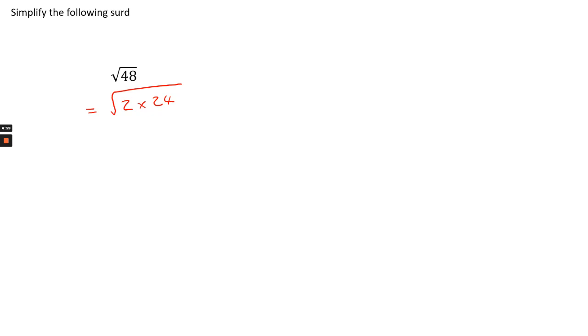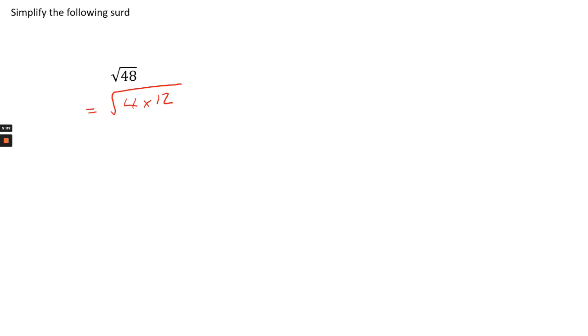So I haven't helped myself simplify. I'm always trying to make things easy for myself. I'm always trying to make sure I simplify things. So what I'm going to look for is a square number that goes into 48. Okay, a square number that goes into 48. So I might go, right, well, 4 goes into 48. It's perfectly true. And then I can go, right, 4 times 12 is 48.